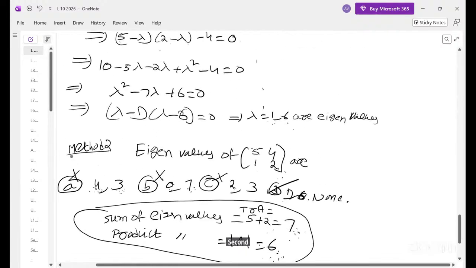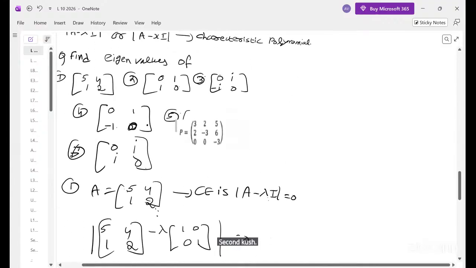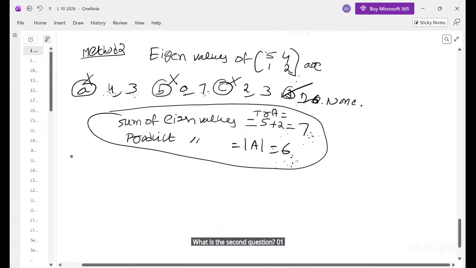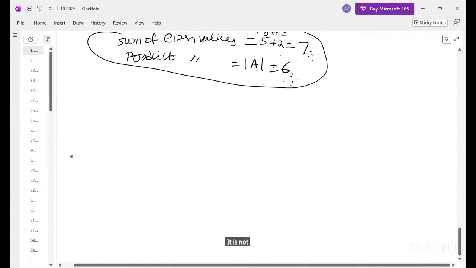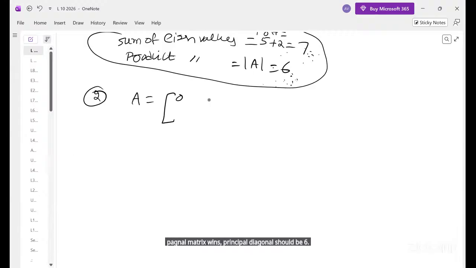Second question. What is the second question? 0, 1, 1, 0. It is not a diagonal matrix. Diagonal matrix means the off-diagonal elements should be 0. This is which type of matrix? Can you tell me? We have seen types of matrices: symmetric, skew symmetric, Hermitian, skew Hermitian, like that.